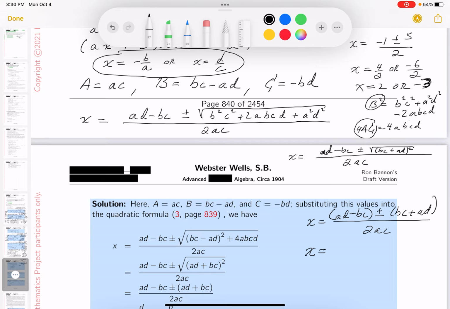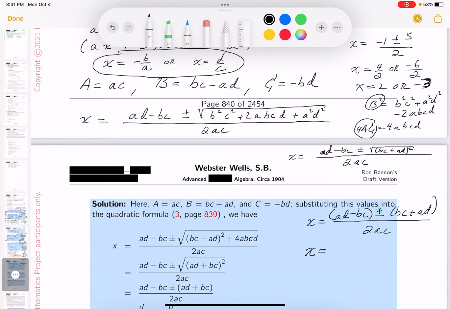What do we get over there? Oh, by the way, there's a subtlety here that I've not discussed. The square root of a square should be the absolute value, but I've got that plus or minus in front of it. That's taking care of that business. Okay, what do we get up here? Let's do the plus first. That's what I'm doing now.